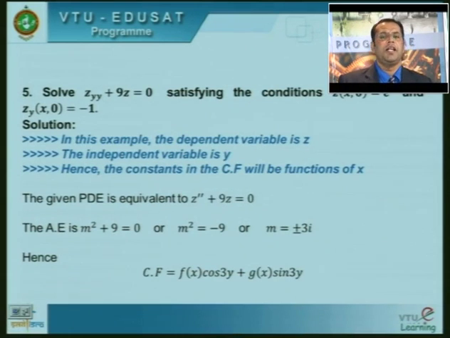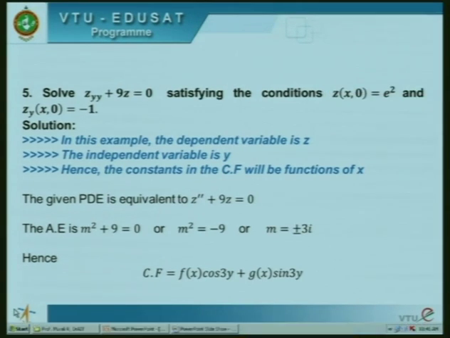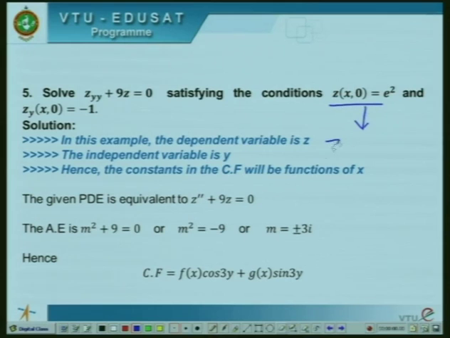We will now solve a similar example where the dependent variable is z and the independent variable is y. So, solve zyy plus 9z equal to 0, satisfying the condition z of x comma 0 equal to e square. Remember that you have assumed z as a function of x and y. So, z of x comma 0 means when y is 0, there is no change in x. When y is 0, z is e square, and when y is 0, zy, which is dou z by dou y, is equal to minus 1.